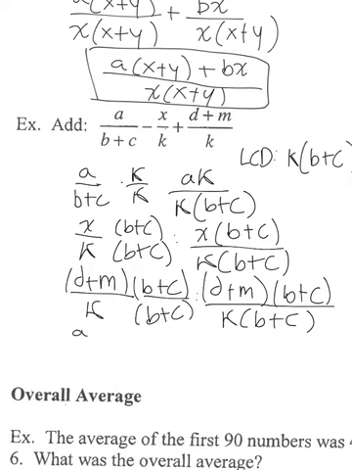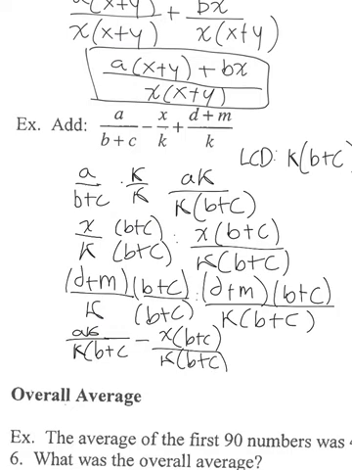So we get ak over k times the quantity b plus c. I'm not going to run out of room here. Minus k times the quantity b plus c all over k times the quantity b plus c. I meant to say x times the quantity b plus c on top, plus the quantity d plus m times b plus c all over k times the quantity b plus c.